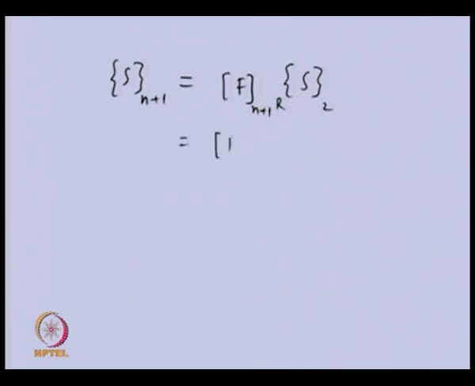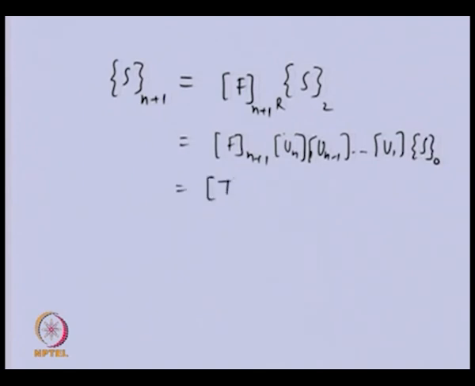we have earlier related this one with the state vector at the 0 station. So, that means if we multiply all these matrices, let us say this is a T matrix, we can relate the state vector at n plus 1 station with the state vector at the 0 station with this T matrix. This T matrix we call the overall transfer matrix.